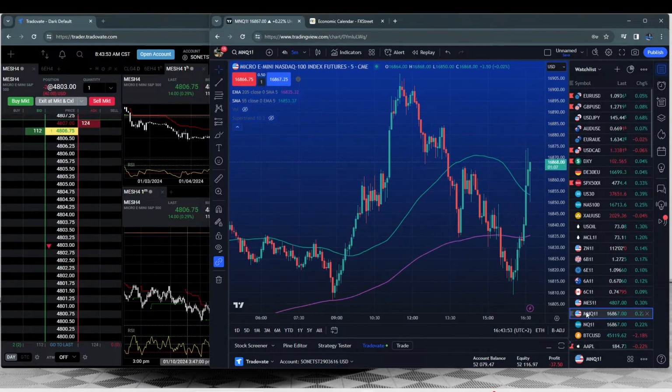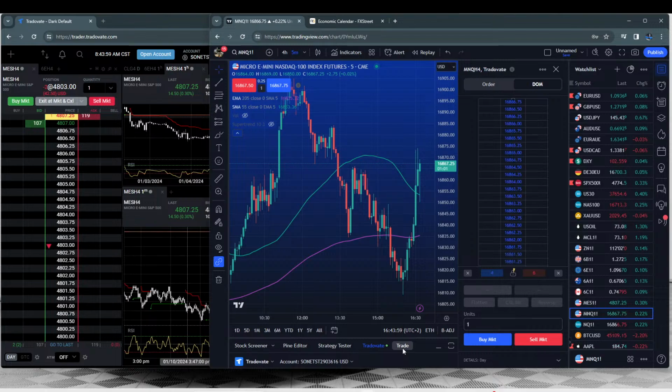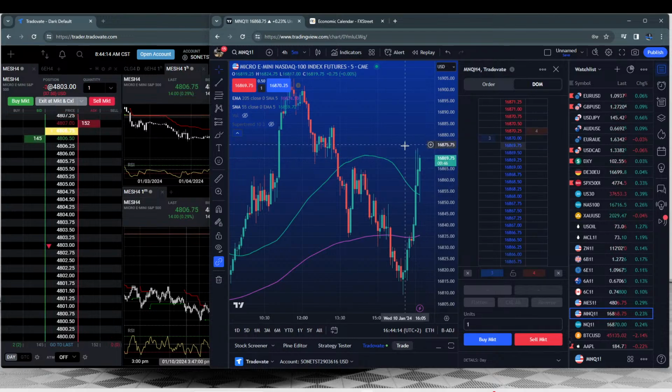Going lower, higher. Probably DAX will follow. I can hedge with buying the DAX. The Nasdaq.